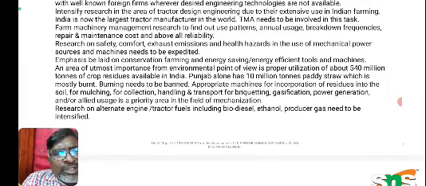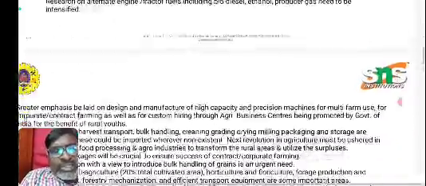Appropriate machines for incorporation of residues into soil, for mulching, for collection, for handling and transportation, for briquetting, gasification, power generation and allied usage are priority areas in the field of mechanization to be taken care of. Research on alternate engine and tractor fuel including biodiesel, ethanol and producer gas needs to be intensified. Right now we are using diesel as the fuel for the tractors in our country.